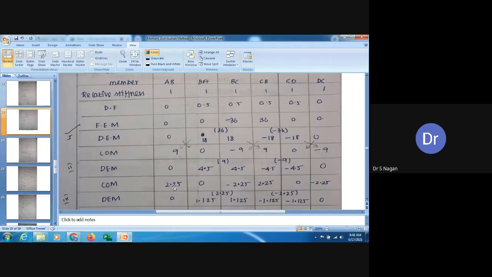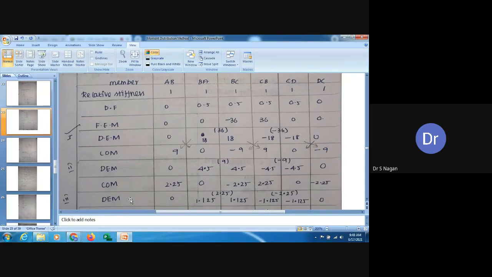4.5 divided by 2 is 2.25. Here, please copy this arrow and paste it here. So half of 4.5 is 2.25. Minus 4.5, minus 2.25. Similarly, transfer this arrow sign here. So this arrow, minus 4.5 by 2, minus 2.25. This arrow, 0 by 2, 0. So we will be getting COM. Next is DEM, distributed end moment.